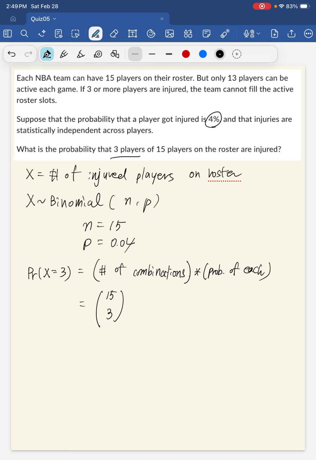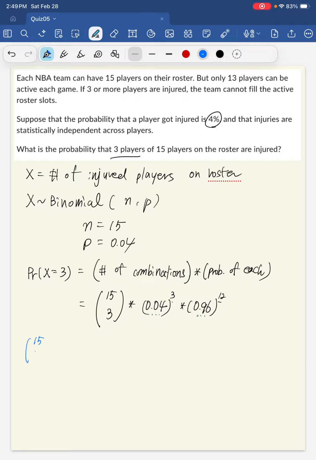15 choose 3, right? And the probability is, so the injury probability happens 3 times to 3 players, but the other non-injured players imply 96% happened 12 times, right? So 12 players are not injured with this probability, and 3 players are injured with this probability. So then let's calculate each of them.